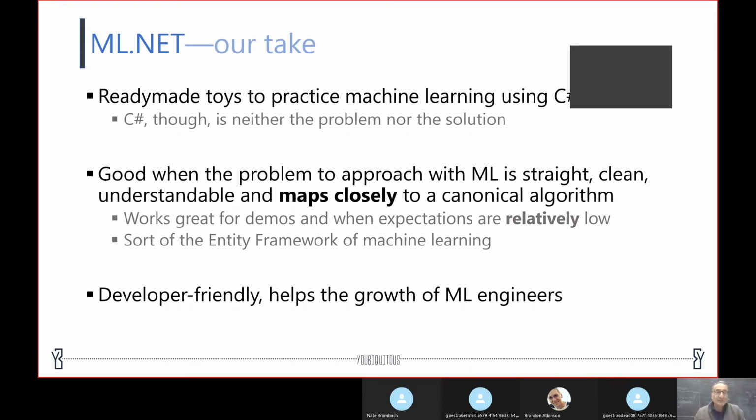ML.NET just offers within the familiar .NET Framework core more powerful classes, more powerful tools to write sophisticated, intelligent algorithms. Now, again, when the problem to approach with machine learning is straight, clean, understandable, and when it really maps closely to one of the canonical algorithms, one of the canonical predefined tasks you find in ML.NET, then everything is great, everything is easy, everything is fast and effective.